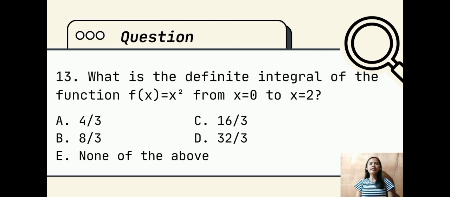Number 13. What is the definite integral of the function f(x) equals x squared from x is 0 to x is 2? A. 4 over 3. B. 8 over 3. C. 16 over 3. D. 32 over 3. E. None of the above.